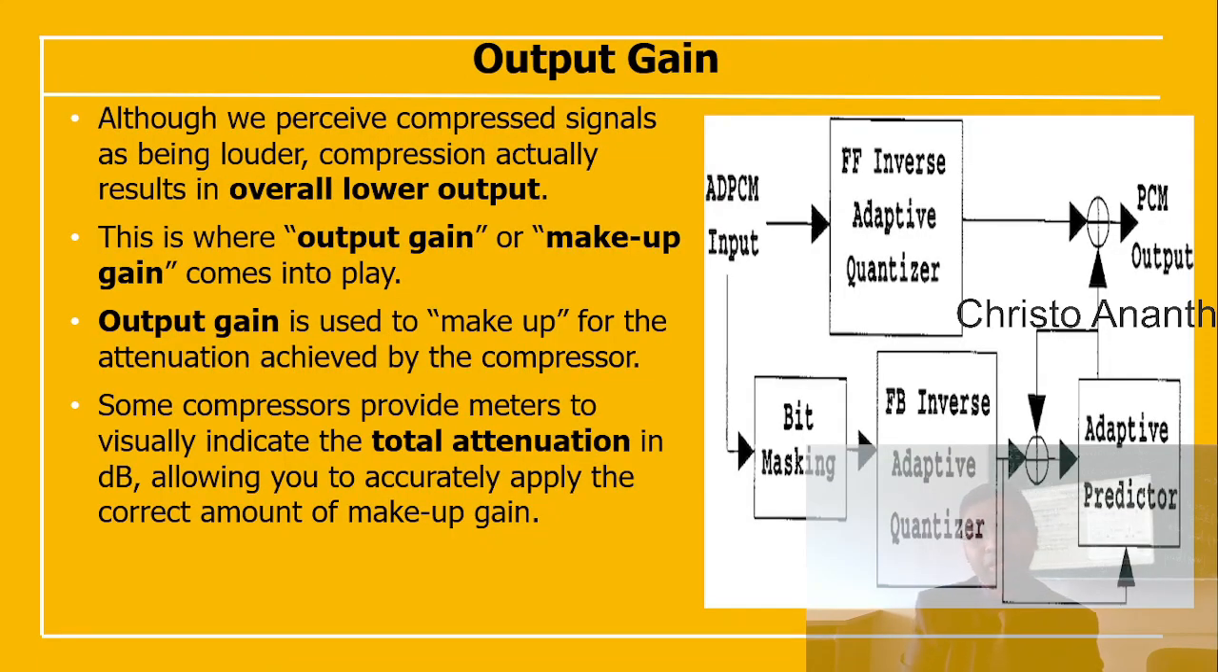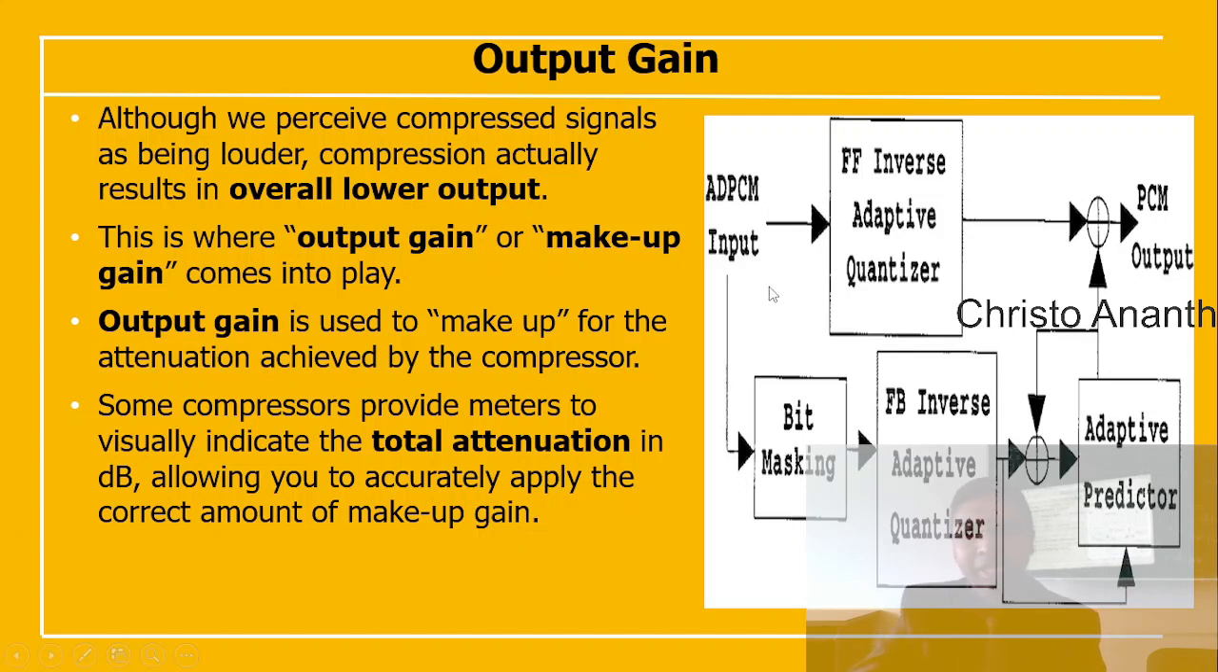Then you have the output gain. Although we try to understand the compressed signals as being much louder, compression results in overall lower output. So this is where the output gain, or the makeup gain, comes into practice. Here the output gain is going to make up for the attenuation which is actually achieved by the compressor. Some compressors will be providing meters to visually indicate the total attenuation in decibel, so that you can have a correct estimate of the makeup gain.